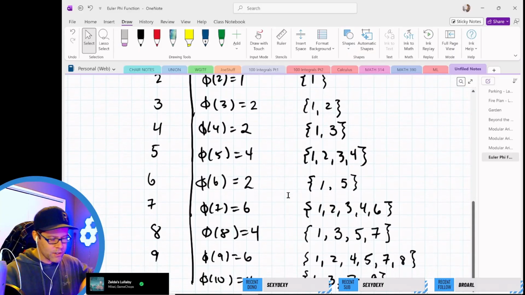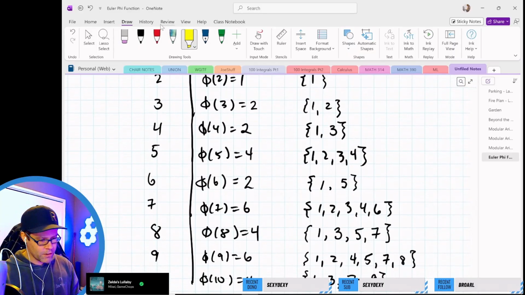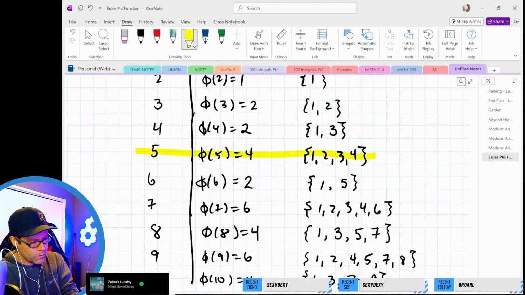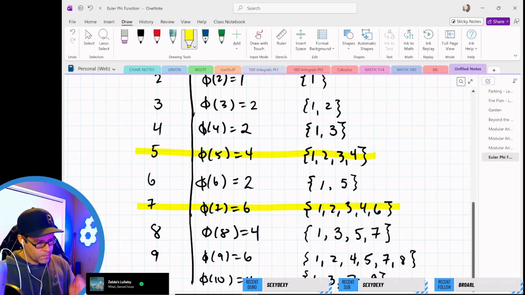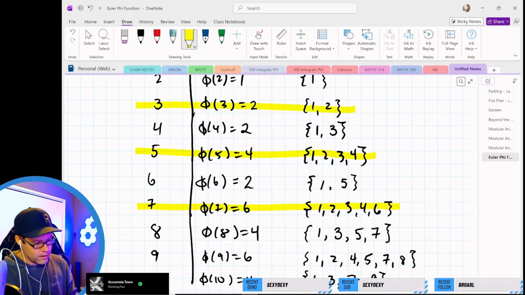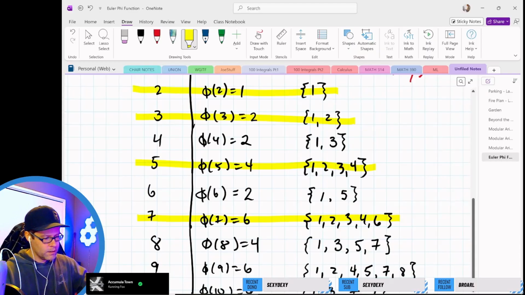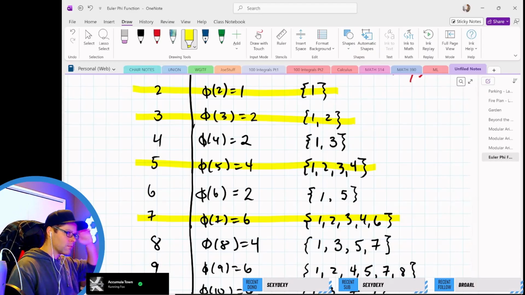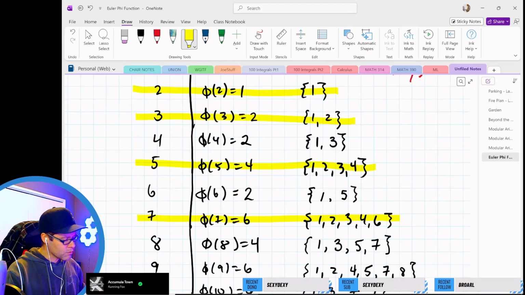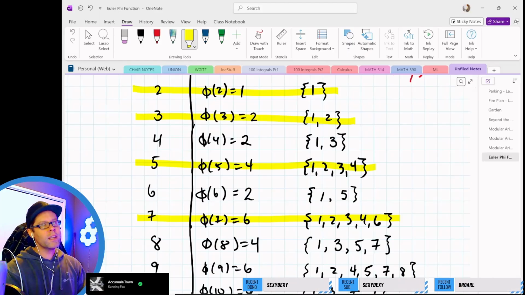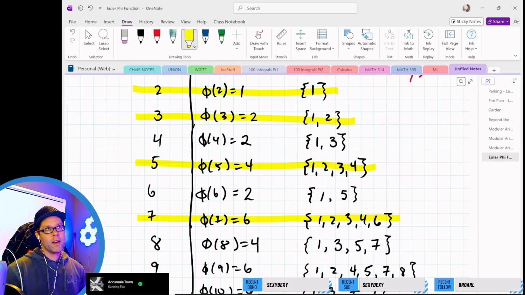Now, there are a couple patterns that I think are interesting right away. Like if I look at, for example, 5 or 7, or maybe even 3 is a good one too, right? Here are all of my prime numbers less than 10: 2, 3, 5, and 7. So I think right away, we can probably convince ourselves that finding the Euler Phi number for a prime is relatively straightforward. Every number less than that prime number is coprime with it because prime numbers don't have any other factors other than 1 and itself.